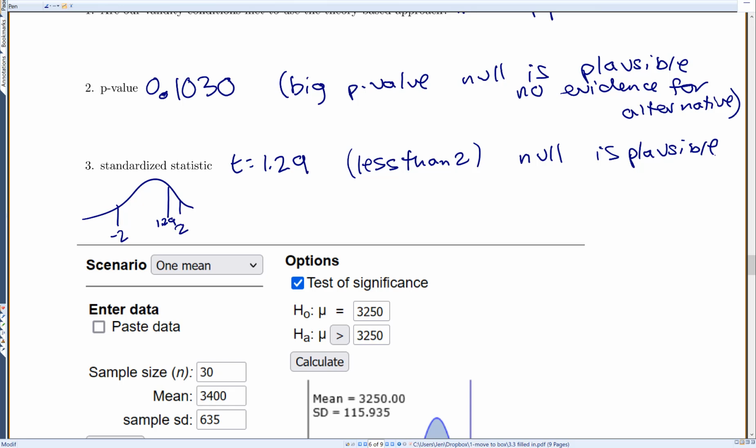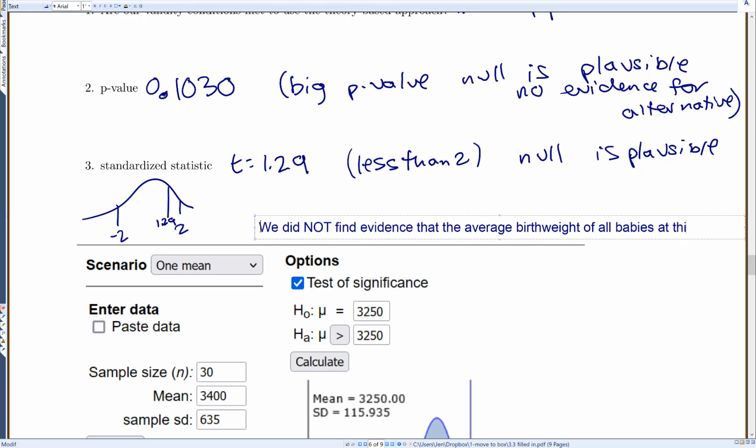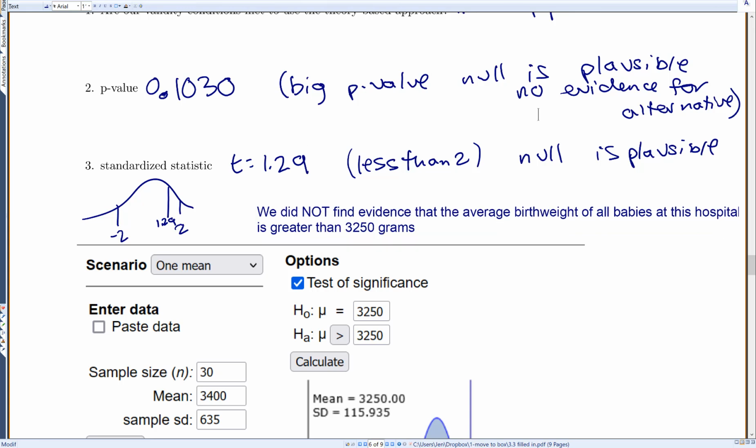Okay. So now that we've done all that, let's write out what is our actual conclusion. I would say something like, we did not find evidence that the average birth weight of all babies at this hospital is greater than the 3250 grams. You'll notice these values are slightly different than when we did it before because now we're actually using our sample standard deviation instead of that made-up population standard deviation.